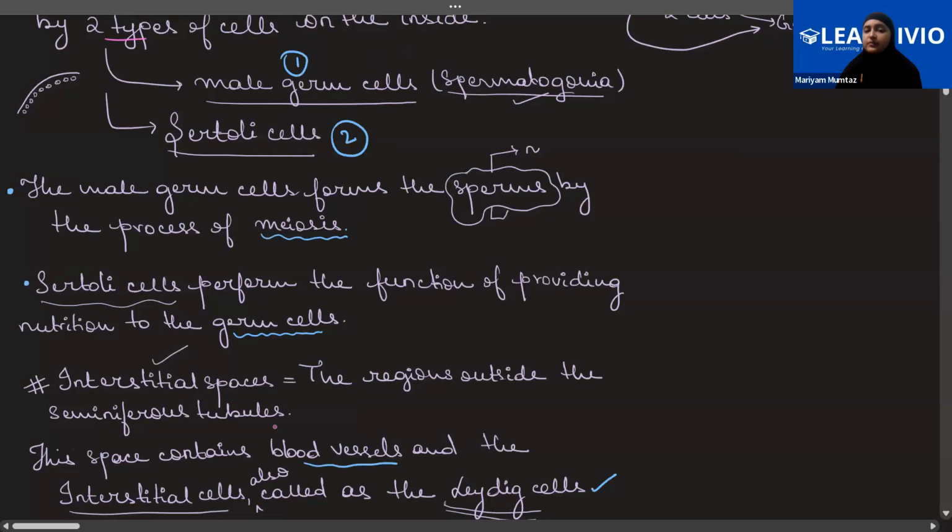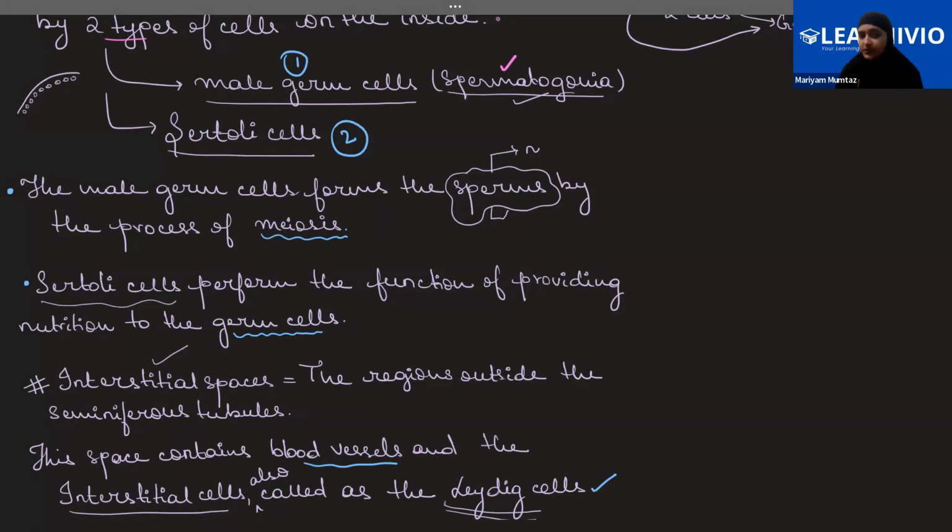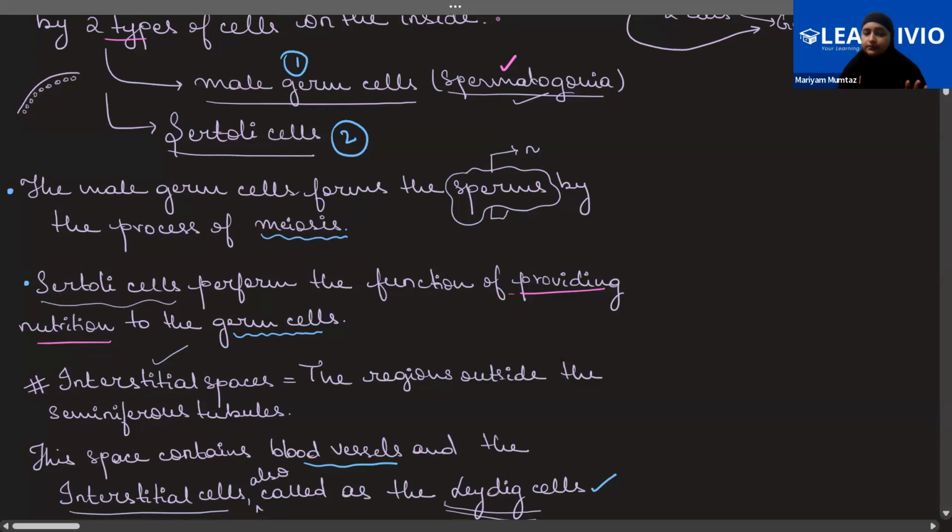Now, the male germ cells, the first kind of cells, are also known as spermatogonia. The male germ cells form the sperms by the process of meiosis. Obviously, since sperm is a gamete, it has to be formed by meiosis. Now, what is the function of Sertoli cells? Sertoli cells perform the function of providing nutrition to the germ cells, meaning the male germ cells get their nourishment from the Sertoli cells. Clear? The functions of these two cells are clear to you?